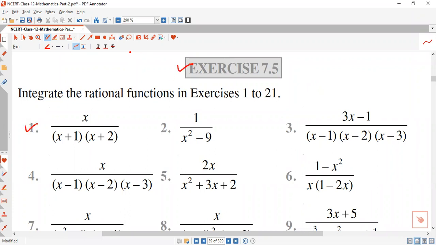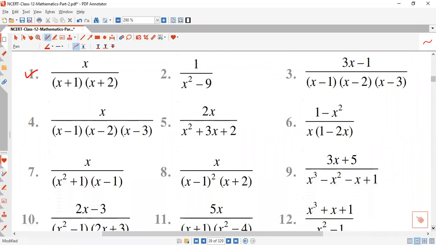The question number 1 says: integrate the rational functions in exercises 1 to 21. We have to perform the integrations of the rational functions given. See this question number 1.